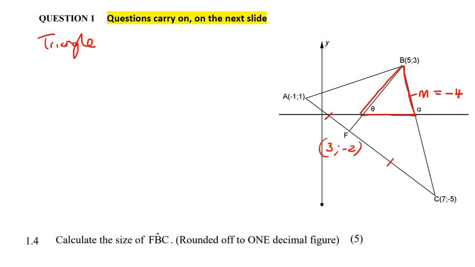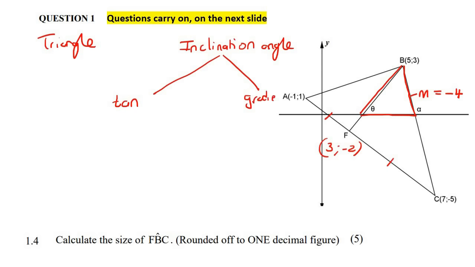So, when we're busy with inclination angles, I want you to remember the three things that we must remember: that inclination angle is always used together with tan and the gradient. So there's a link between all of that. Tan, gradient, inclination angle. They are a family that you must never forget about. They go together.